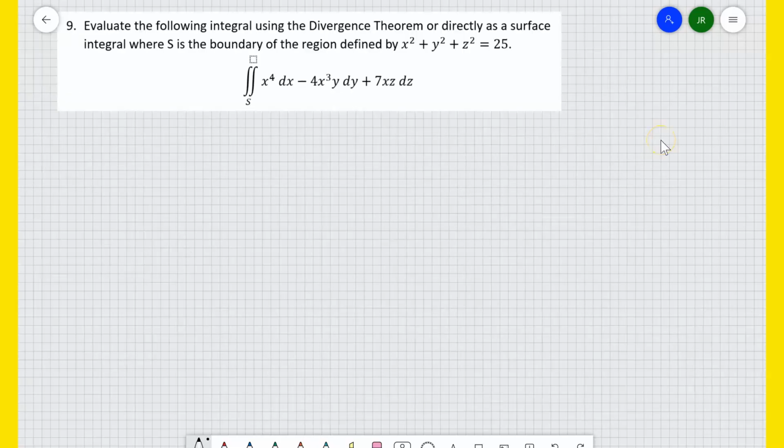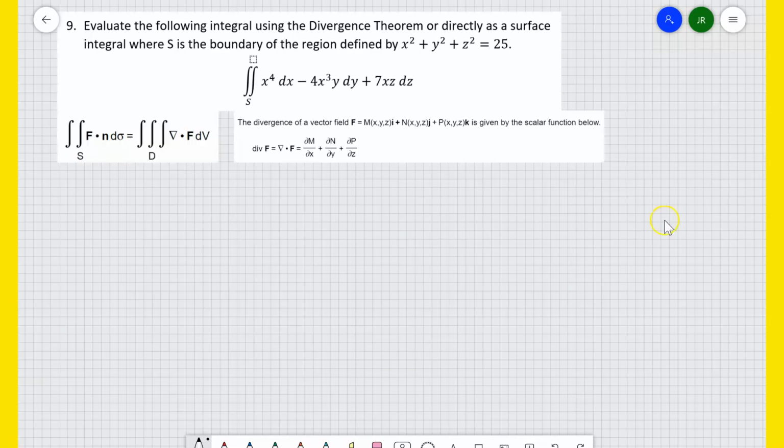Right, number 9 is a divergence theorem problem, and it is similar to the Stokes' theorem and Green's theorem problems. Alright, so what we're doing is basically we're going to do this triple integral right here. This is the divergence theorem stated in a vague mathy nerd way.